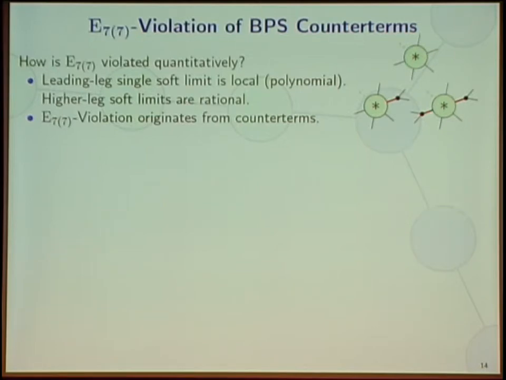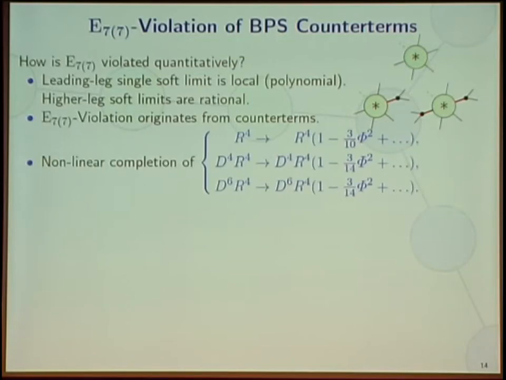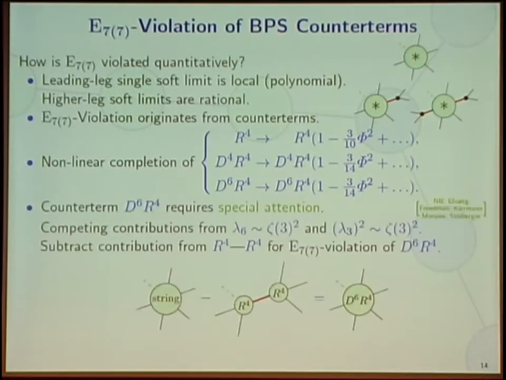And so this E7 violation really originates from the presence of counterterms. Quantitatively, we can say that these are the nonlinear corrections to the counterterms, which then violate E7. In particular, because now you have scalars which are not protected by derivatives, all these three terms will violate E7 symmetry, not at 4 legs, but at 6 legs in total.